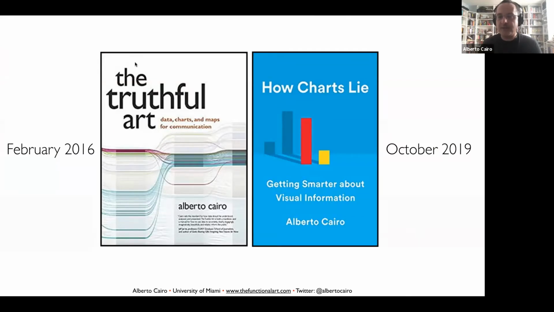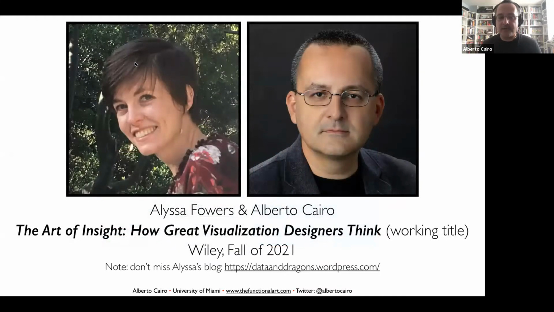It's the first book that I'm going to co-write. It's a book that I'm co-writing with Alisa Fowers, who is currently working at the Washington Post. Alisa is both a statistician and a designer, and one of my students at the University of Miami. And I'm going to co-write a book titled, for now at least, The Art of Insight: How Great Visualization Designers Think. And it's going to appear through Wiley Publishing in 2021. So this is a done deal.